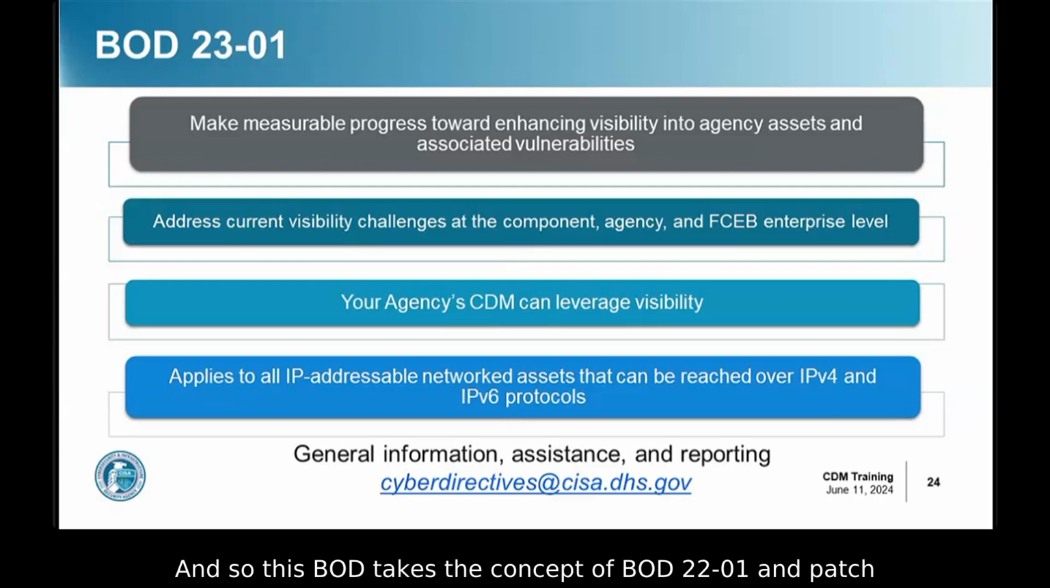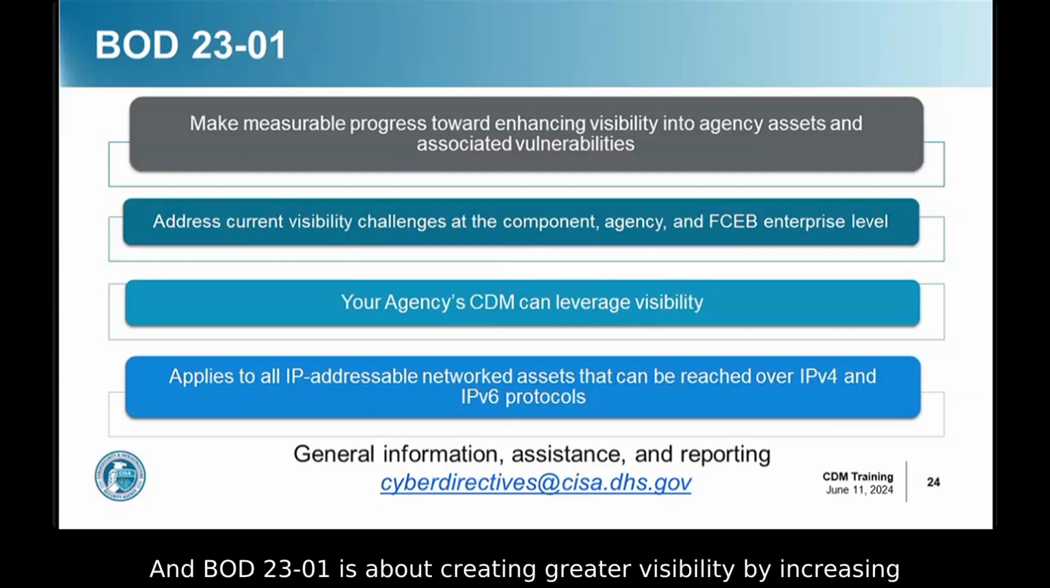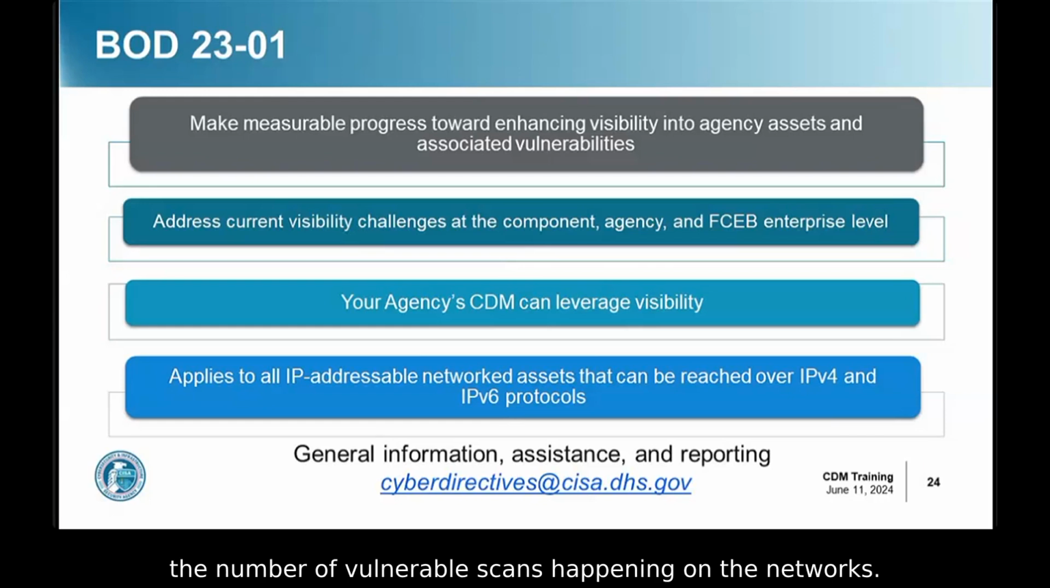All right, and so this BOD takes the concept of BOD 22-01 and patch management a step further. BOD 23-01 is about creating greater visibility by increasing the number of vulnerability scans happening on the networks. And so this directive focuses on two activities: one being asset discovery and two being vulnerability enumeration.